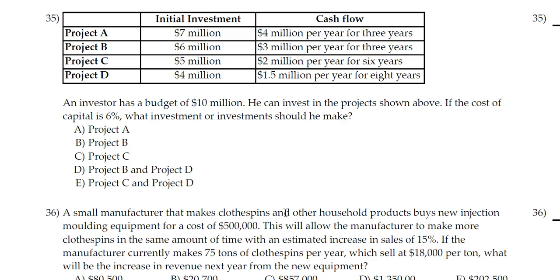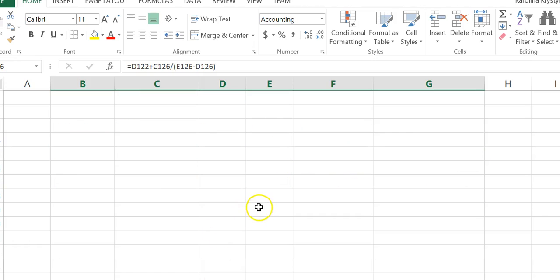Okay, so again, similar to above a little bit. However, here we have additional information. The investor has a budget of 10 million. So that suggests to us that he has a limited budget, and we probably should use the profitability index. First figure out the net present value and then figure out the profitability of each project. So in other words, net present value per dollar invested. So let's get to it.